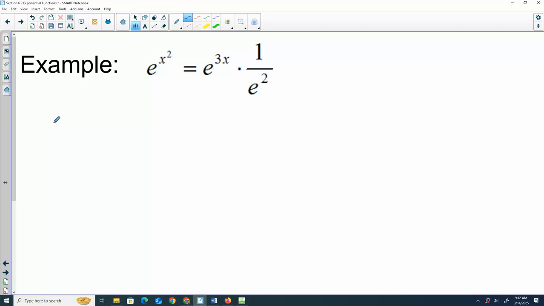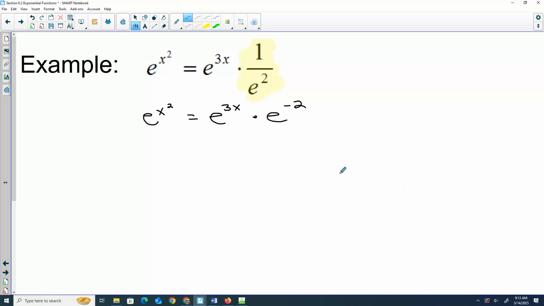I think I gave us this one. So my base is e. It's not a nice number, but it doesn't matter. I can't change that. I need to start by looking at this 1 over e squared. What would you change that to? If you want to bring it up, it just has a negative exponent.